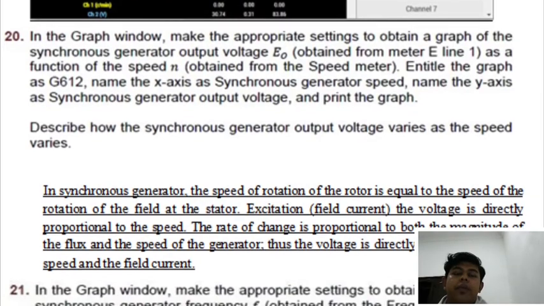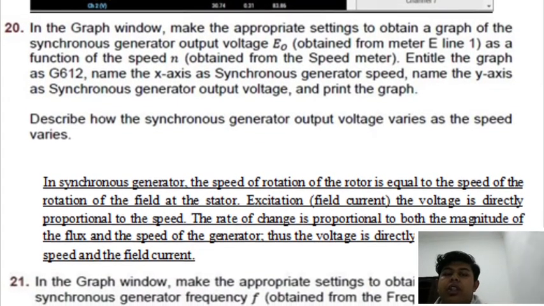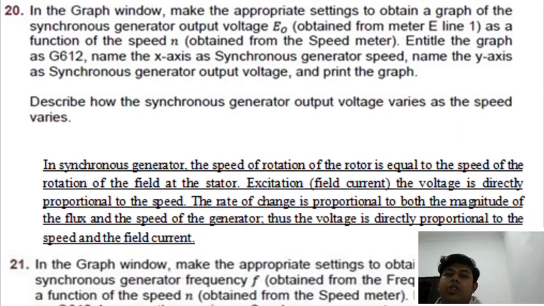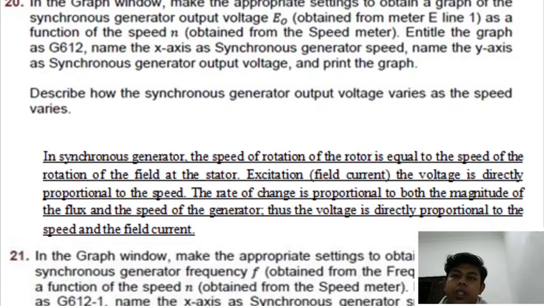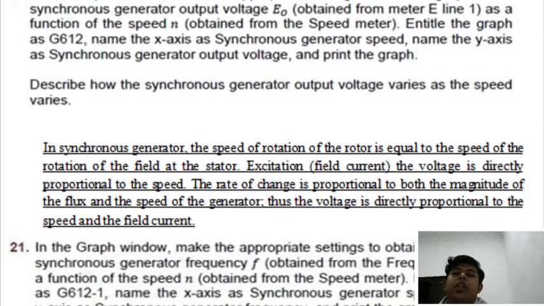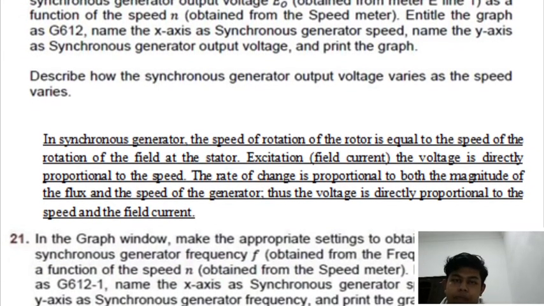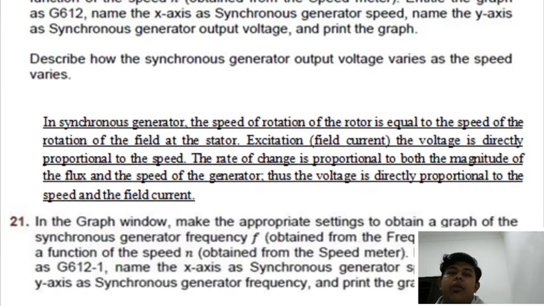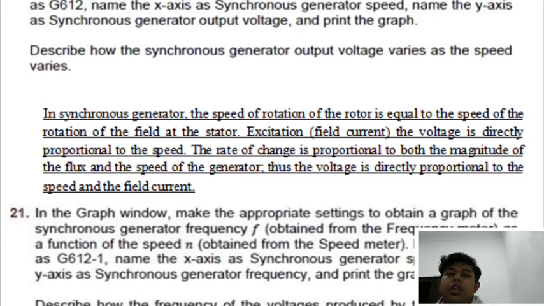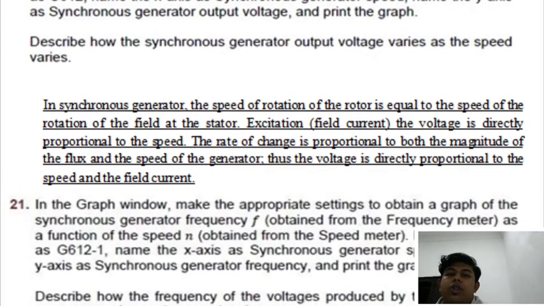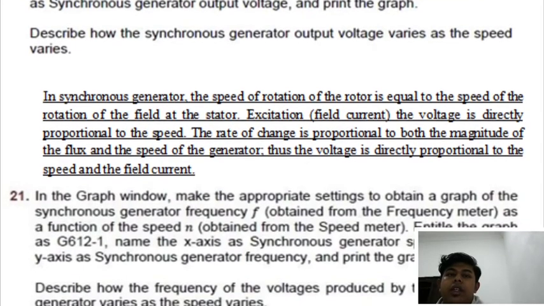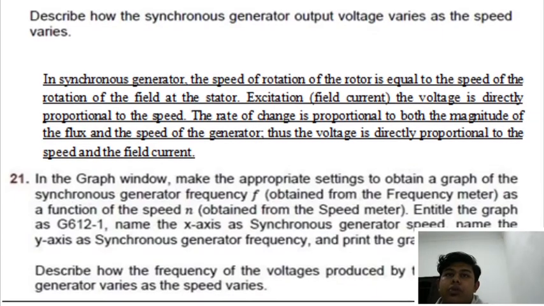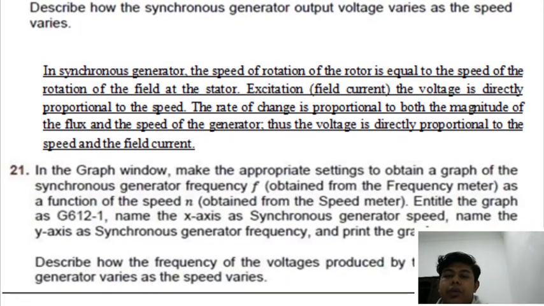Okay, next, in the graph window, make the appropriate settings to obtain a graph of the synchronous generator frequency F obtained from the frequency meter as a function of the speed N obtained from the speed meter. Entitle the graph as GC121, name the x-axis as synchronous generator speed, name the y-axis as synchronous generator frequency, and print the graph. Okay, I will describe how the frequency of the voltage produced by the synchronous generator varies as the speed varies.